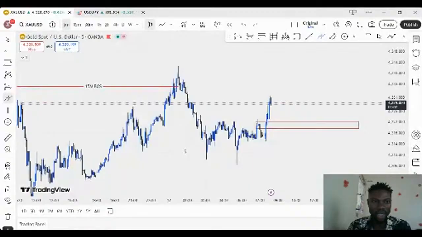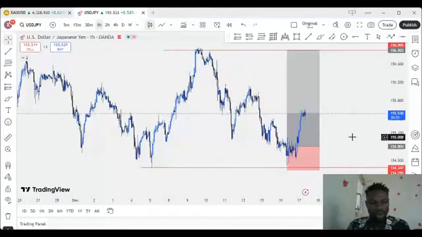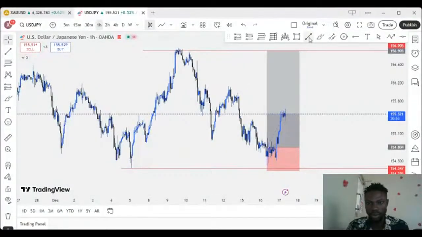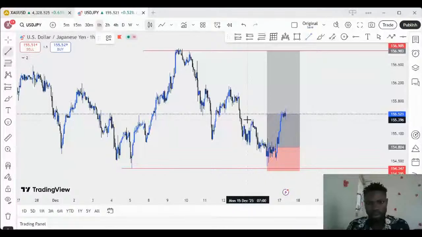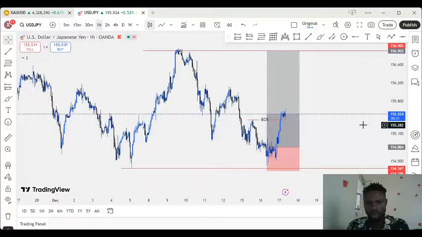Let's use the time to check what the USDJPY is doing. USDJPY might give us another entry. Let's see, because it has broken this structure. So let's wait and see.